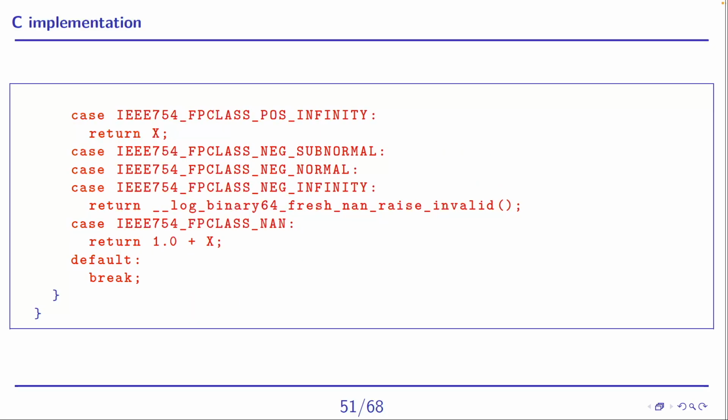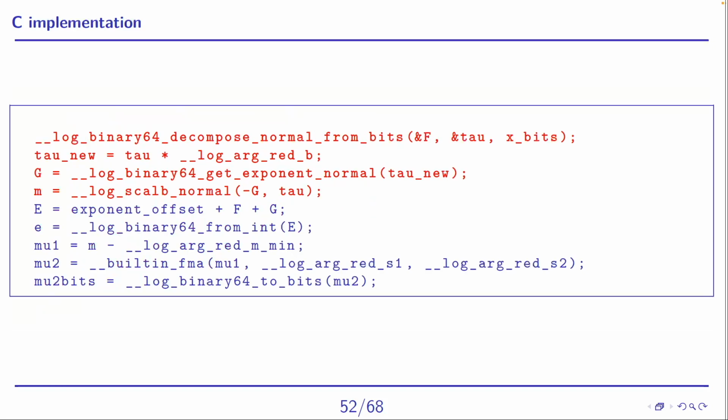Once I have made sure that I don't have anything to handle or anything that I should take care of to raise, then I go straight into doing my argument transformation with the argument reduction that I already defined. So the first thing that we do is that once we have the bits, we separate them into F and tau. Then I take the tau, I multiply by the square root of 2, which is the b that I defined in Sollya, and I have a new tau. After that, I need to divide by 2, as you recall.